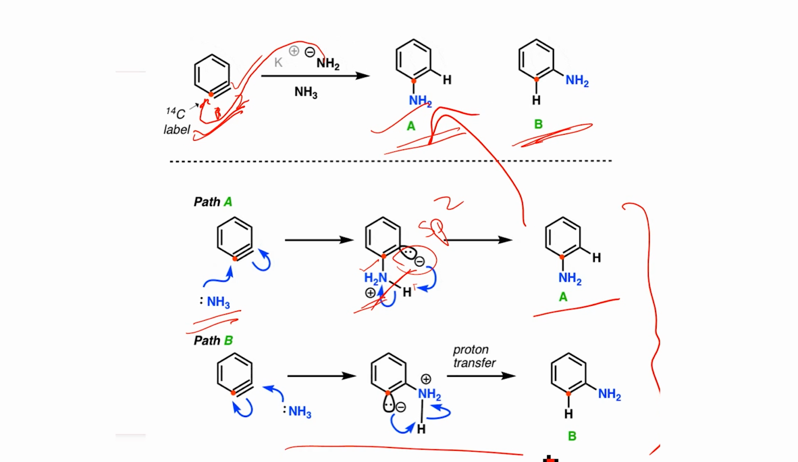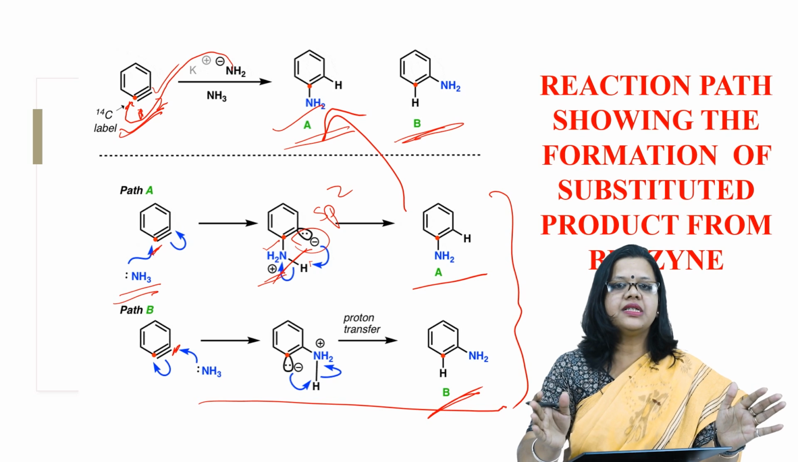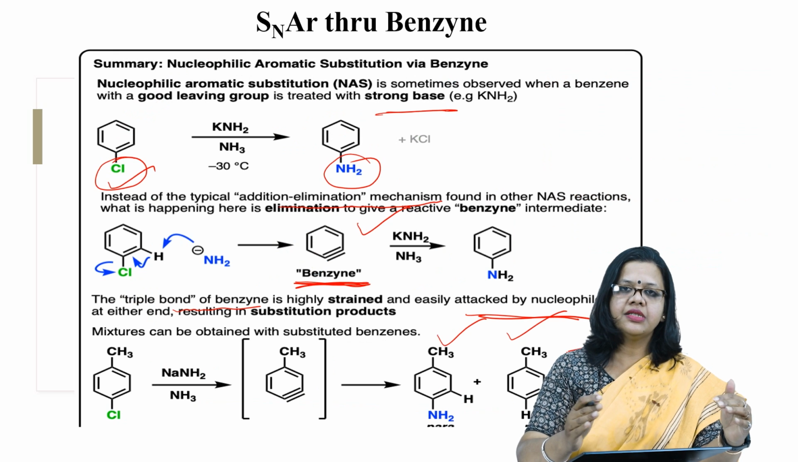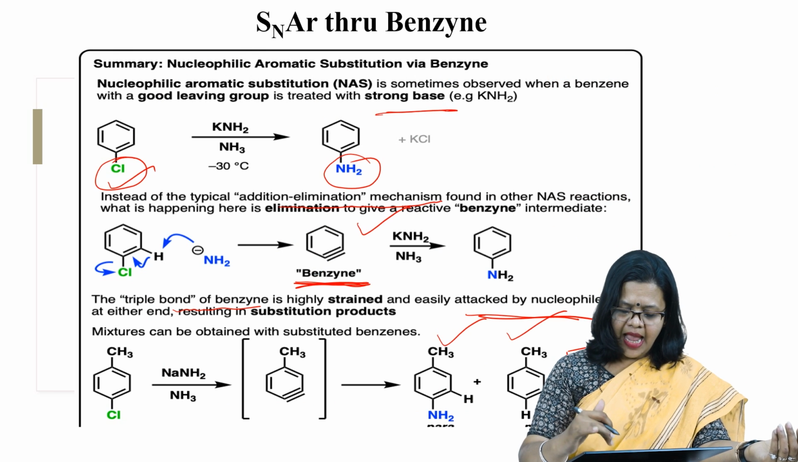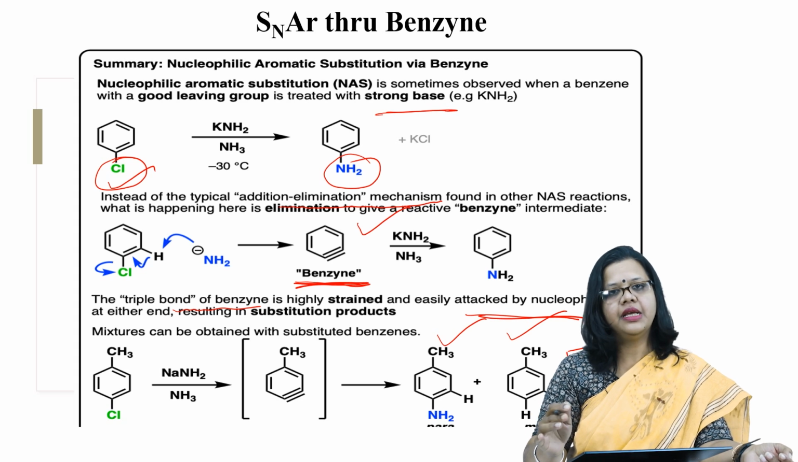Similarly, if we go the other way around, the mechanism remains the same. It is just the attack of the ammonia molecule, instead of at the first carbon position, on the neighboring carbon, resulting in formation of the second molecule. Since both are equivalent, the probability of forming the two products, that is the meta and the para products, becomes equal.